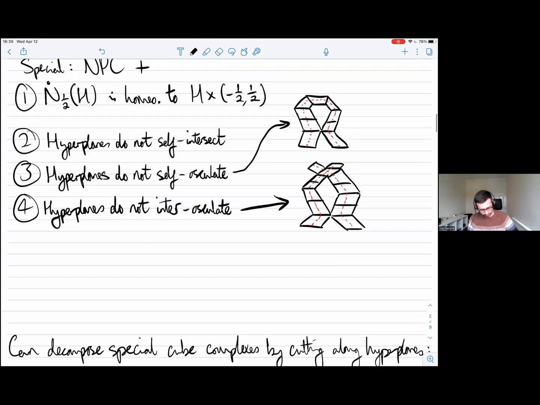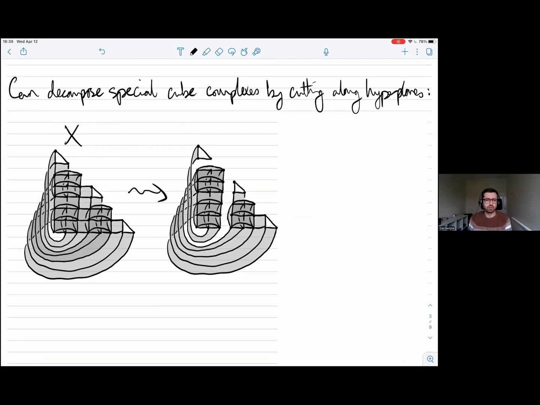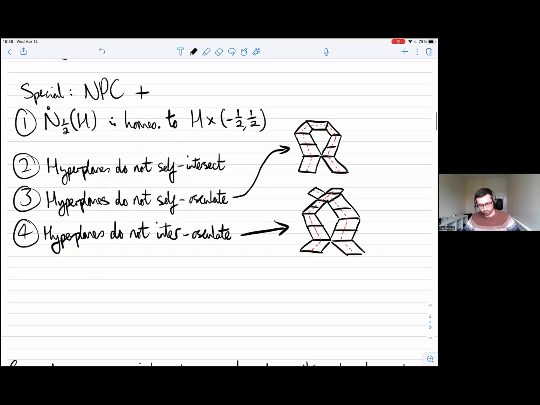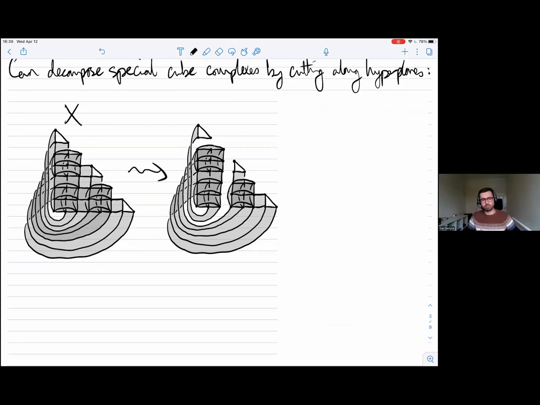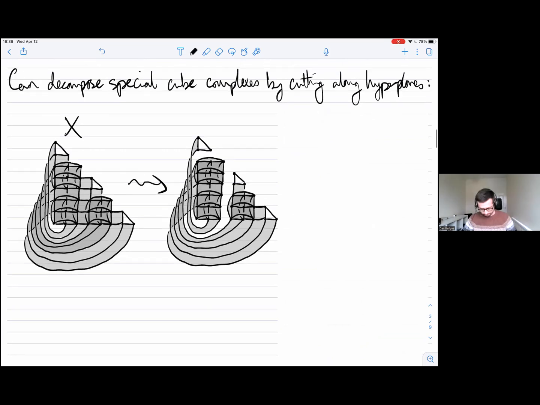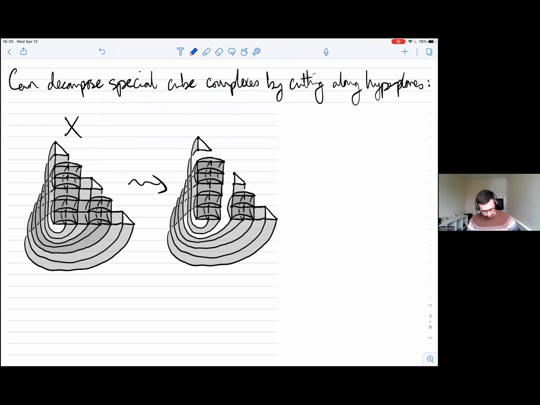Another example is that special cube complexes can be decomposed as graphs of groups quite nicely by cutting along hyperplanes. Or I suppose the cube complex can be decomposed as a graph of spaces, and its fundamental group as a graph of groups. And because of these nice properties to do with self-intersection and so forth, when you cut along the hyperplanes, it does split up the cube complex in a nice way. Okay, so here's an example of one of these decompositions.